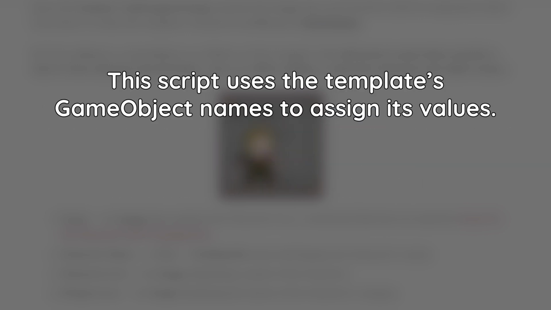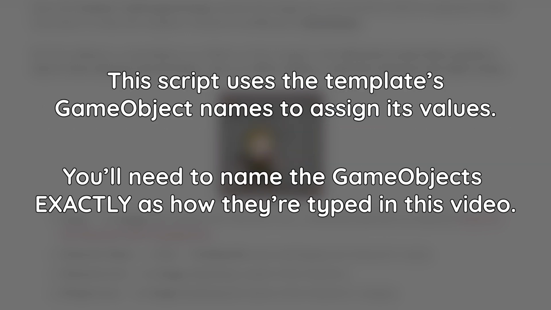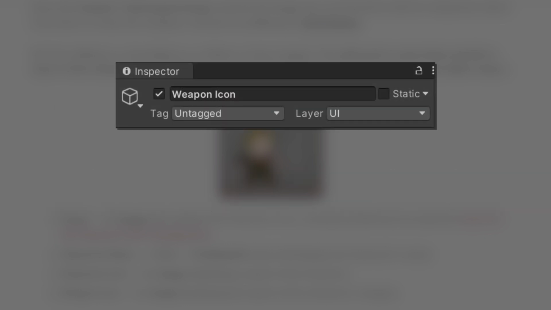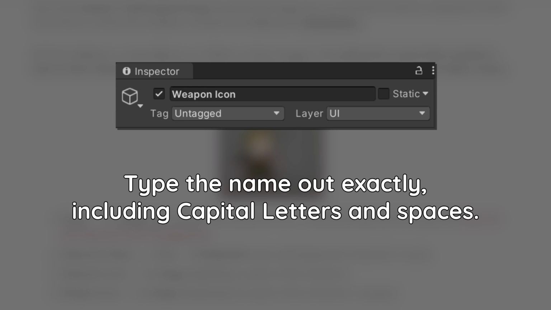Therefore, it's important to note that the script will make use of the template game object names, so you'll need to name them exactly as how they're being named in this video. For example, if I name a game object weapon icon with a capital W and I and a space in the middle, you'll need to type it exactly as how it's been typed.